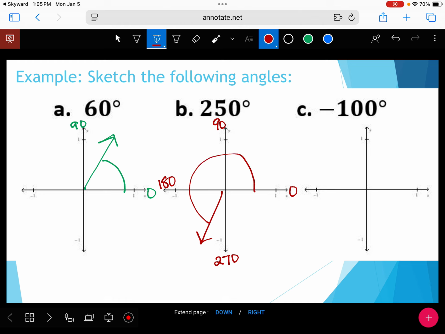Okay, negative 100. So now we're going to rotate clockwise. We're going this direction. Show me with your fingers. Where is negative 100? What quadrant is negative 100? I don't see any right answers. Negative 100 should be in quadrant 3.